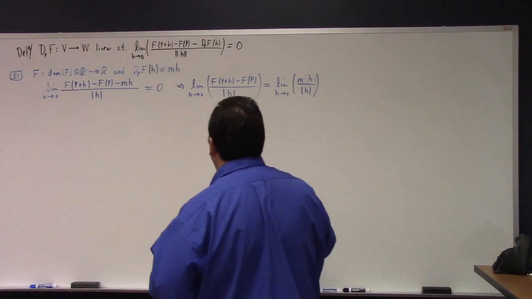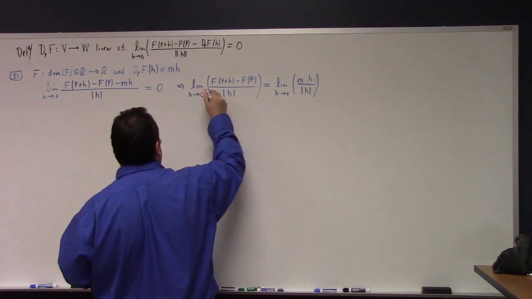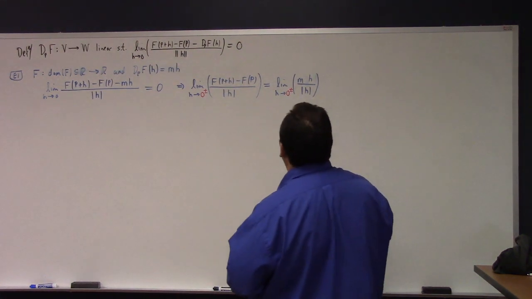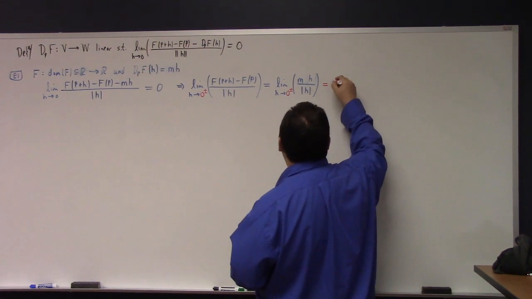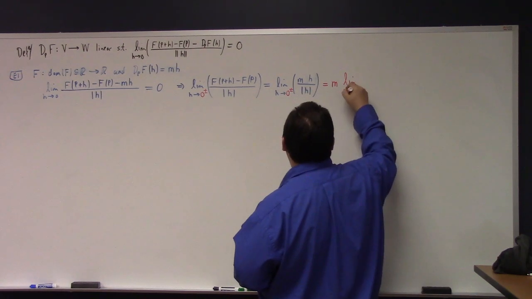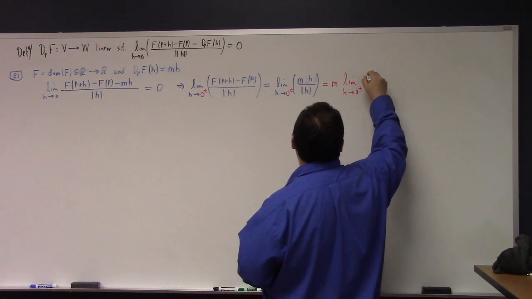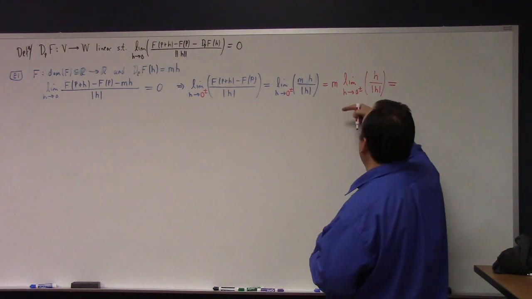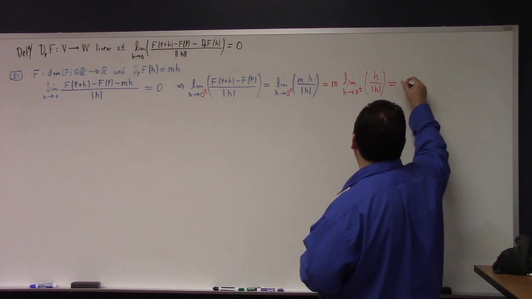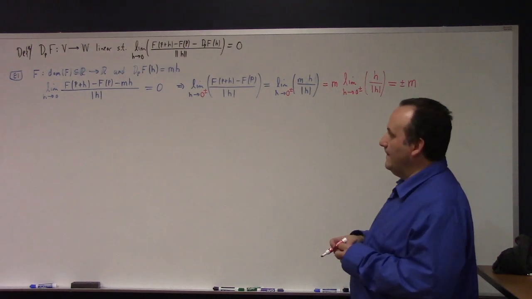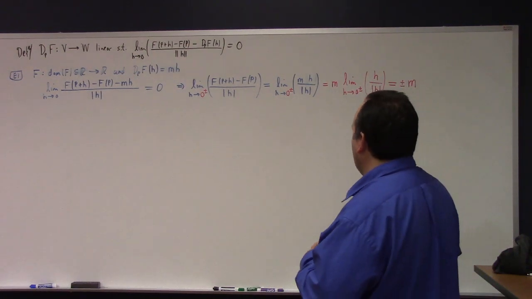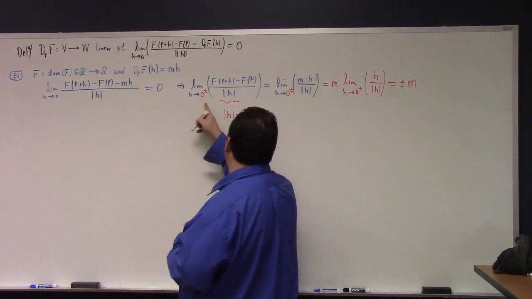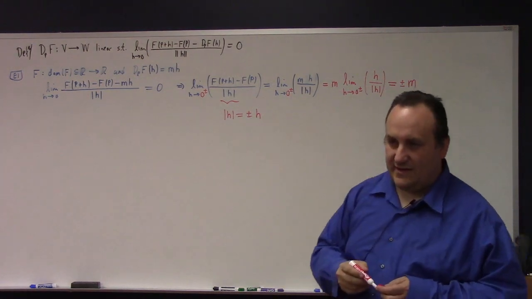But I can fix that by going to left and right limits. It is true that the left and right limits separately exist. And this is equal to m times the limit as h goes to 0 from the left or the right of h over absolute value of h, which, when you're going from the right, is +1, and from the left is -1. So actually, I can write plus or minus m. But then, of course, the absolute value of h is equal to plus or minus h, and the plus minus is appropriately attaching.